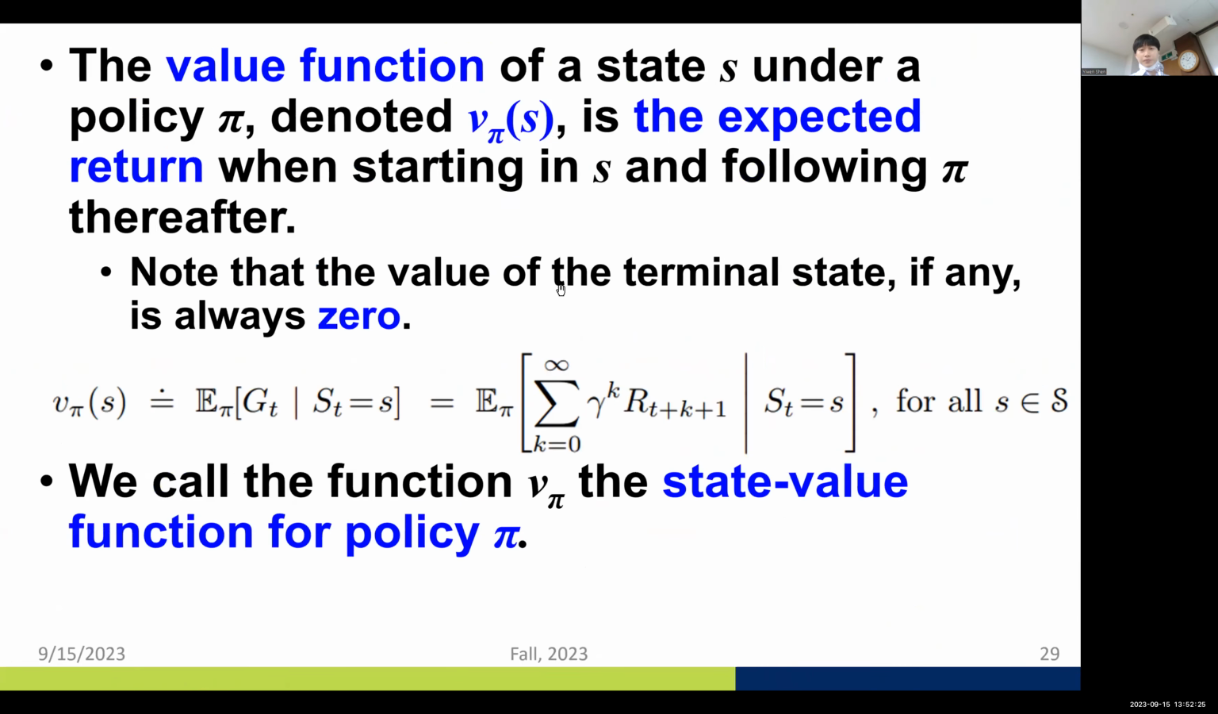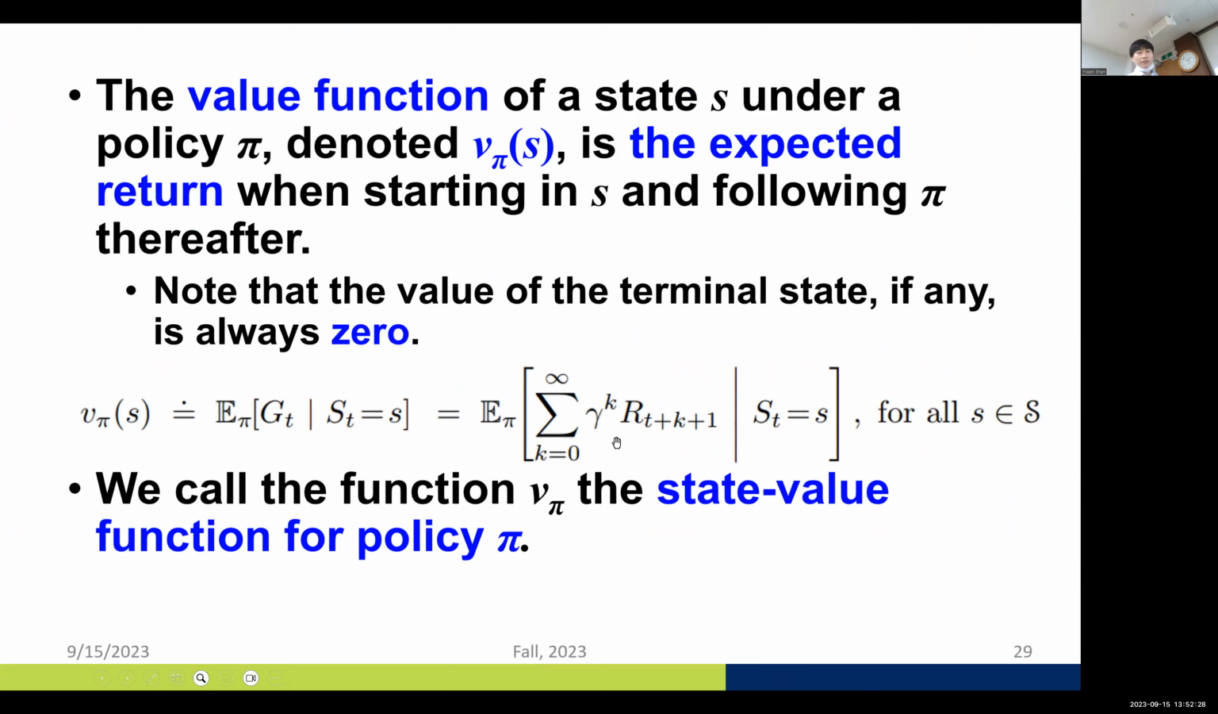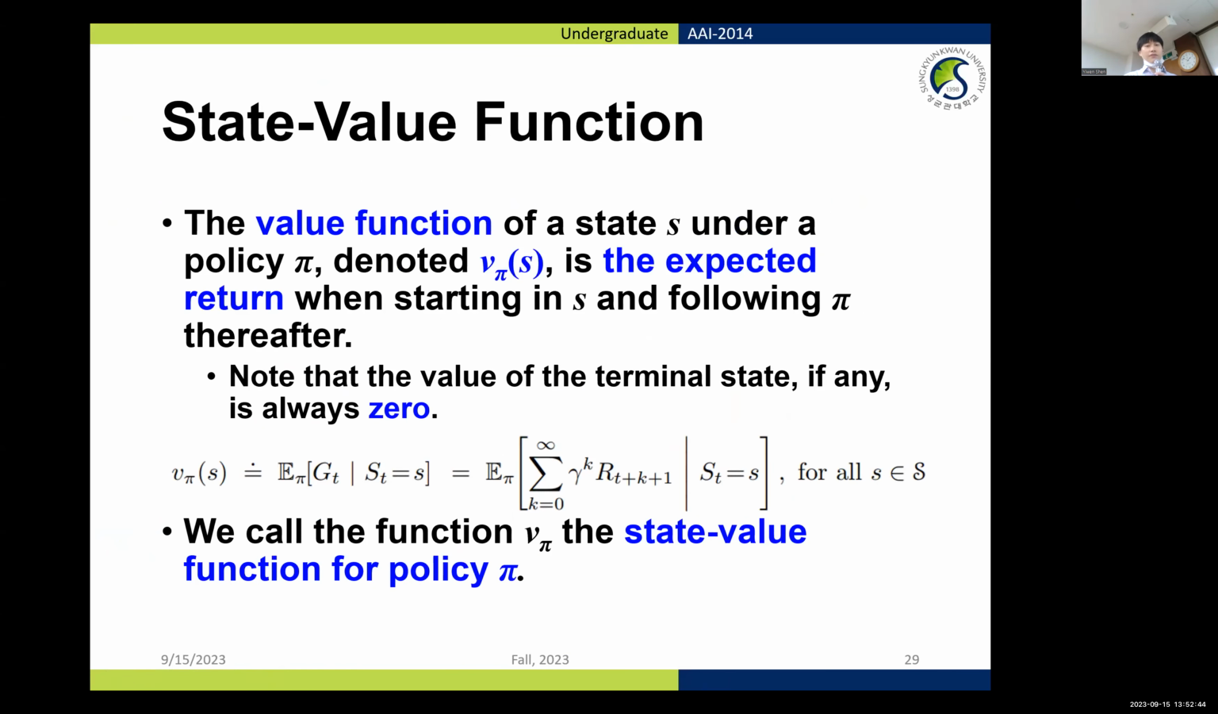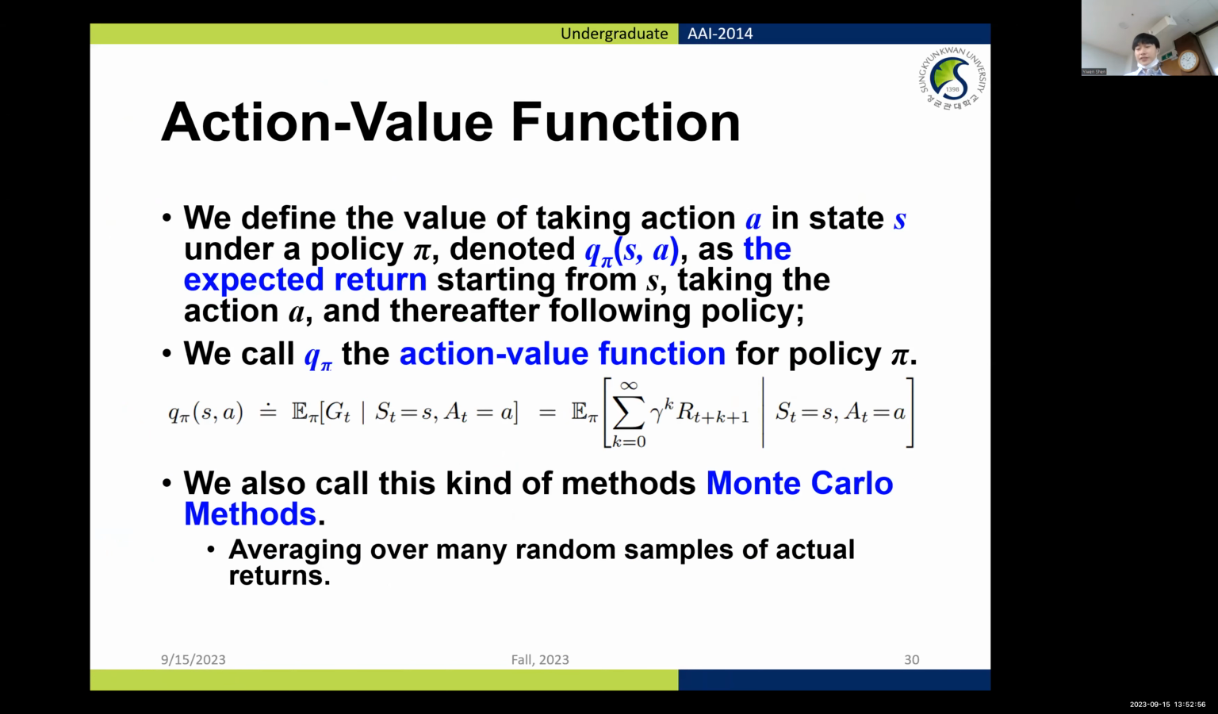How do we calculate it? GT is simply the one we calculated in the previous step, right? We just discounted the accumulated reward, which is here. Then we call this function v pi the state value function. So this is the first definition, the state value function.